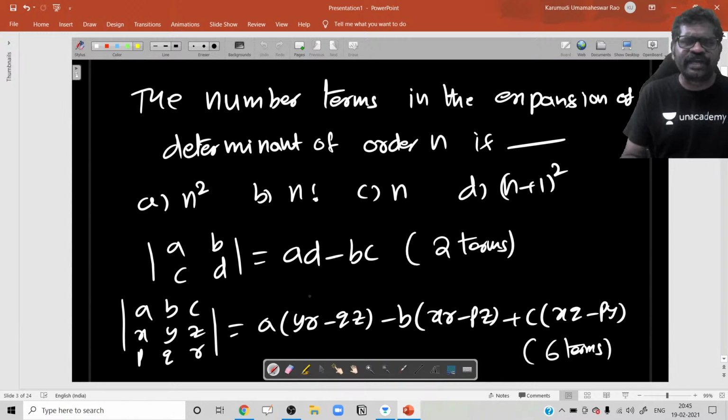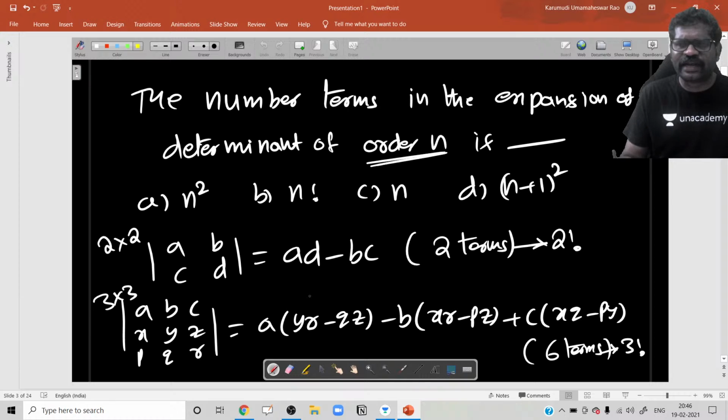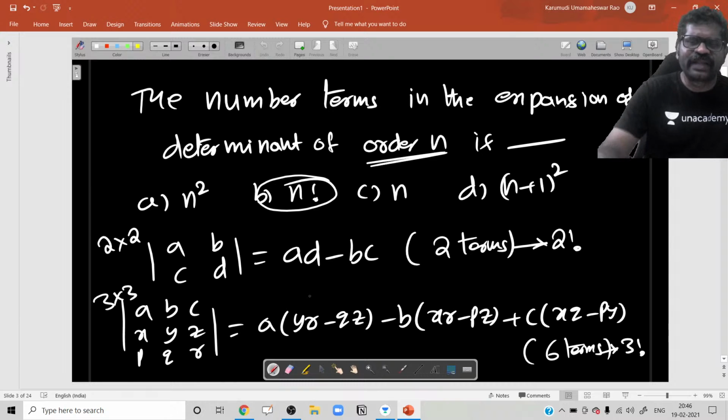So the conclusion is, if the matrix is 2 cross 2, 2 terms. If the matrix is 3 cross 3, 6 terms. That means 3 factorial terms. If the matrix is 2 cross 2, 2 factorial terms. If the matrix is of order n, then n factorial terms. So n factorial terms is the correct option.